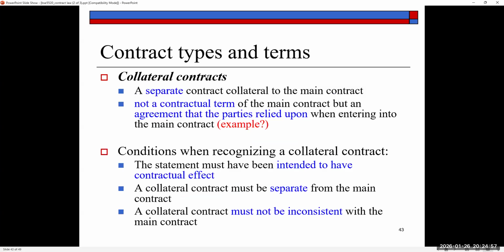Okay, the final type here, contractual collateral contracts. Okay, I would explain this to you after the short break. Collateral contracts, okay? Let's take a break.